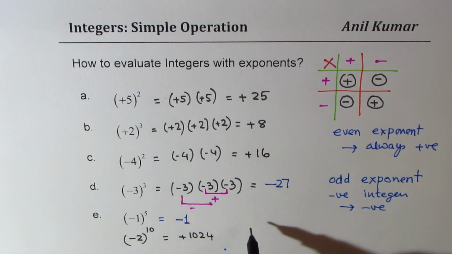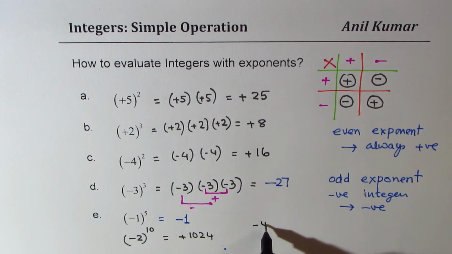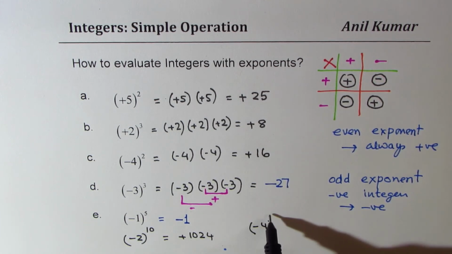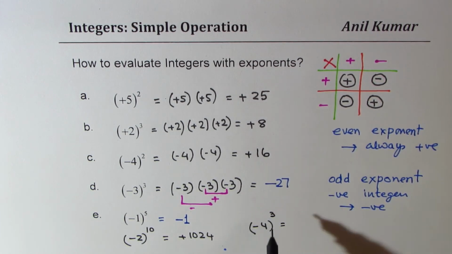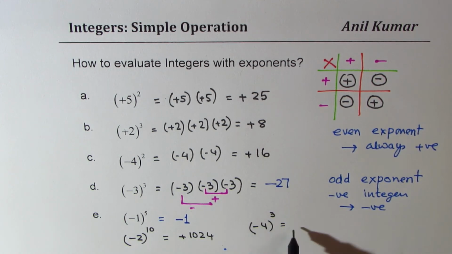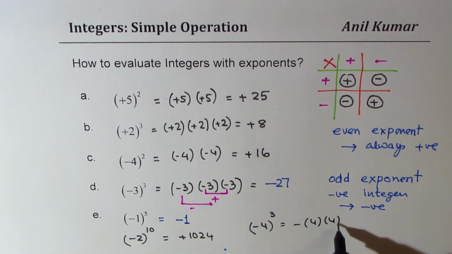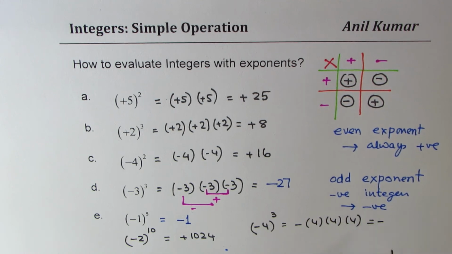Let's take up minus 4, which is a negative number, to the power of 3. Since this is odd, and we're talking about a negative integer, the answer is negative. And we could do negative 4 times 4 times 4 also, which is negative 64, correct?